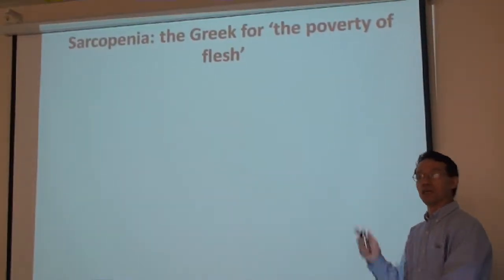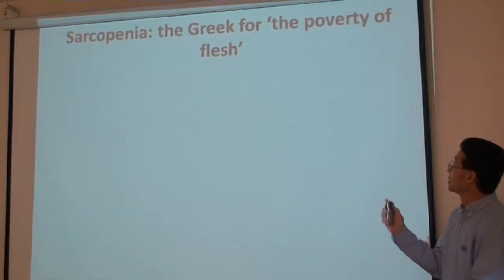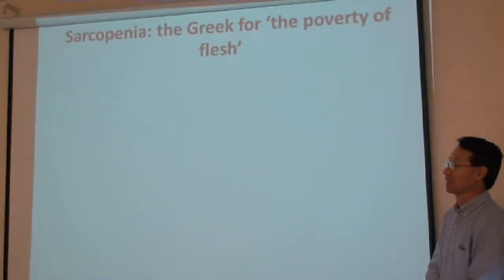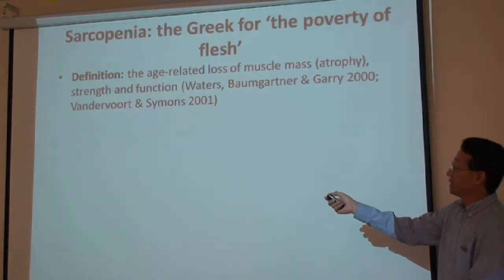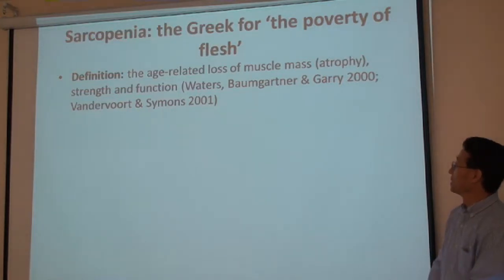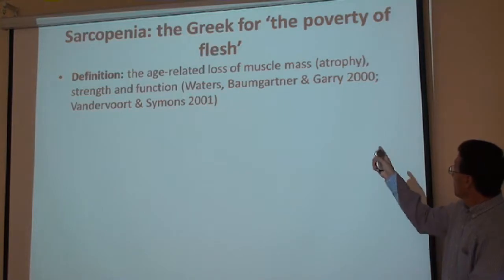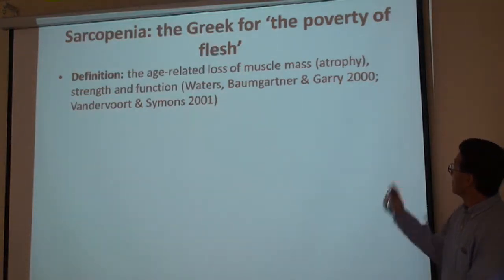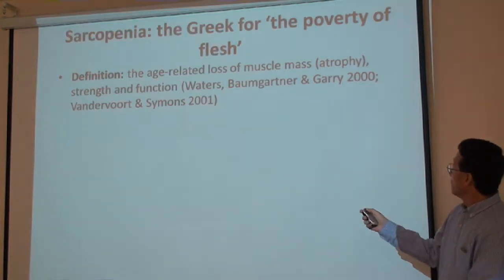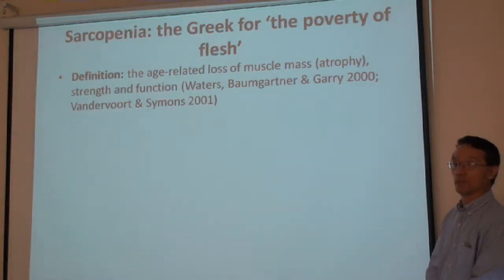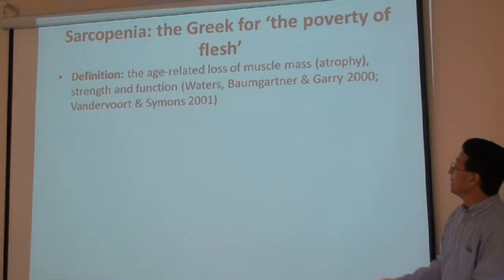So sarcopenia is Greek, meaning poverty of flesh. Sarc means the meat, penia means less. The definition is like this: Gary and Simmons both define sarcopenia as age-related loss of muscle mass, strength and function, where the loss of muscle mass we commonly call muscle atrophy.